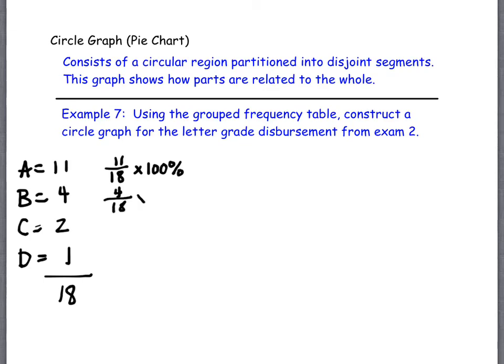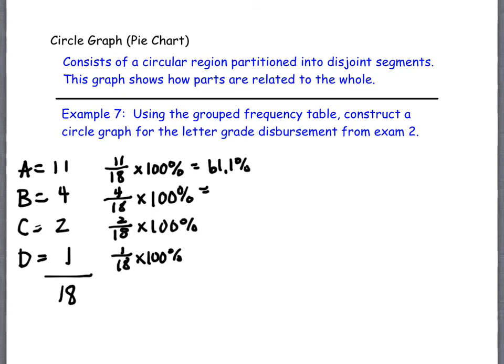So we can also do 4 over 18 times 100, 2 over 18 times 100, and 1 over 18 times 100. All right, so somebody tell me, what do you get when you take 11 over 18 and multiply by 100? What do you get? Okay, and we'll go with 1 decimal. 1 decimal, 60 what? 61.1%.